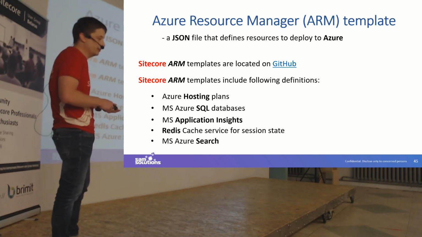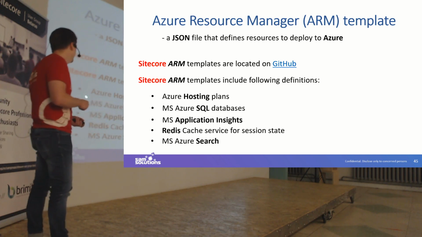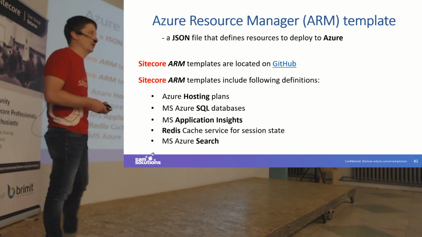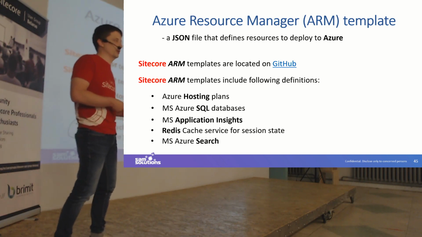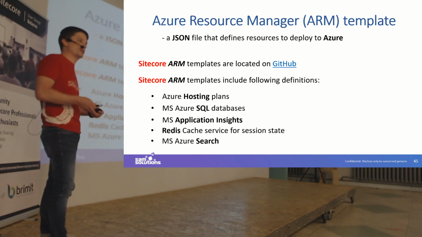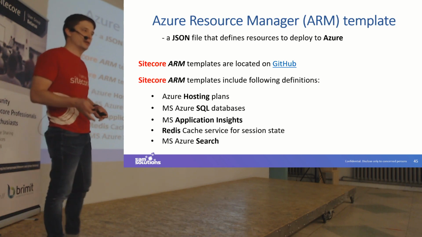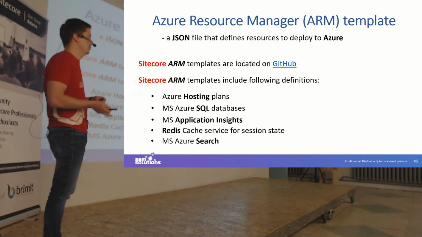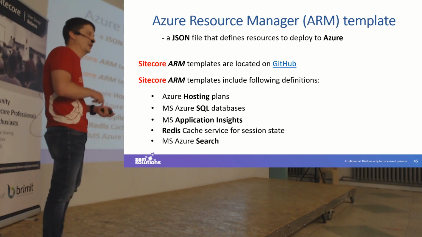So what do the Sitecore ARM templates include? There are some definitions, the main one. Inside we have Azure hosting plans. We do not need to configure them by default. If we would like to change something, for example, the location, the data center we would like to deploy to in Azure, or if we would like to scale out or scale up.